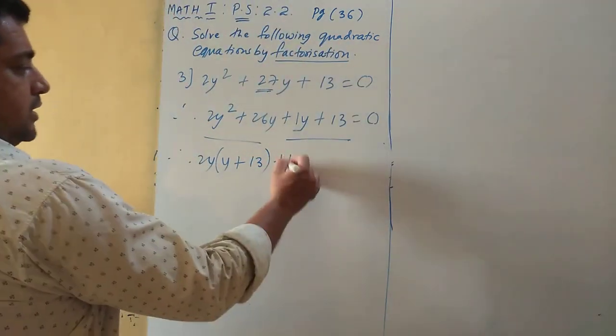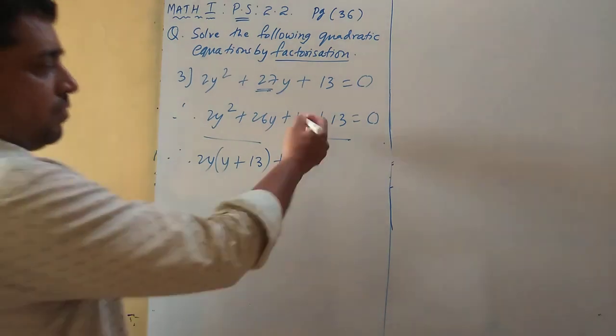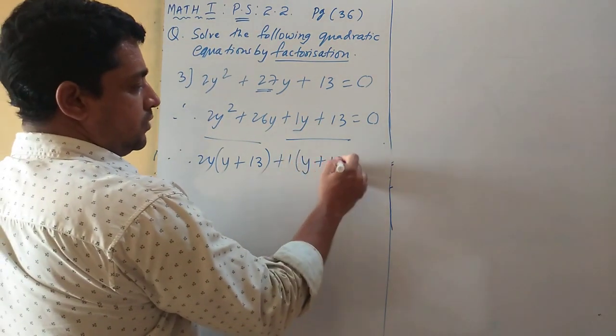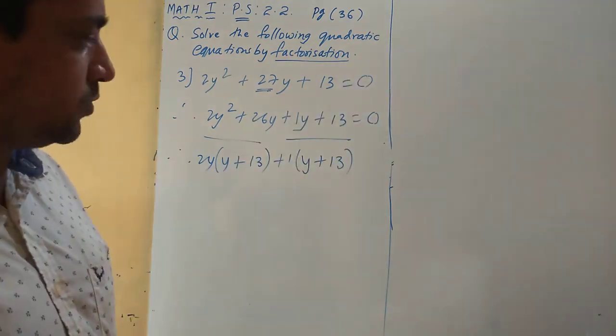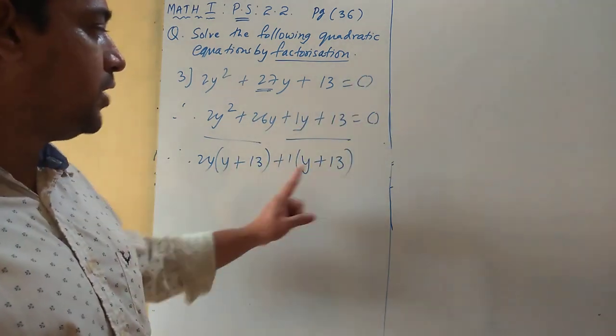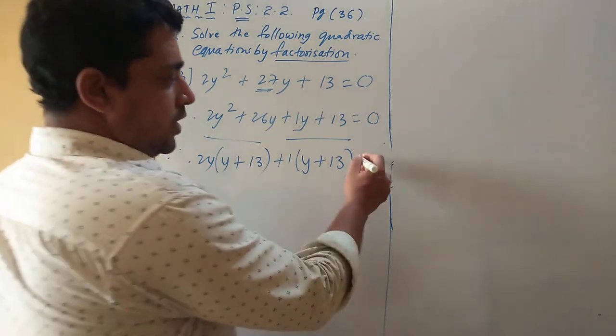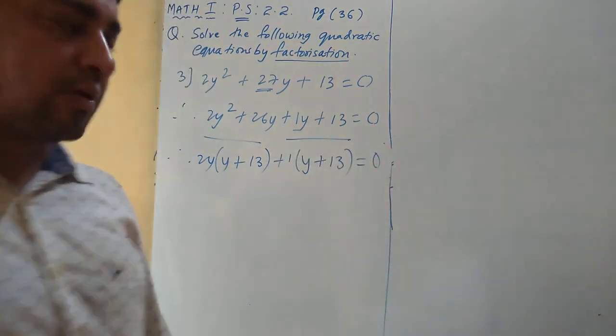So I'll write 1 as it is. Okay, and what will remain is y plus 13. Whatever 1, nothing will change. Anything multiplied by 1 is the same. So 1 into y is 1y, 1 into 13 is 13. So it becomes very easy. So this is the easiest.